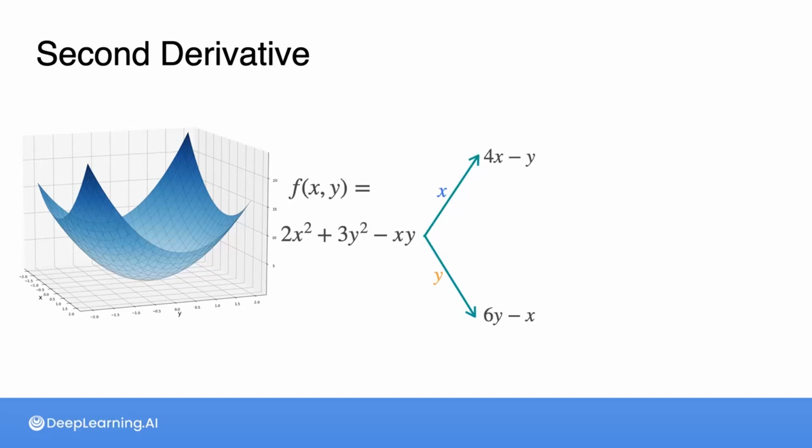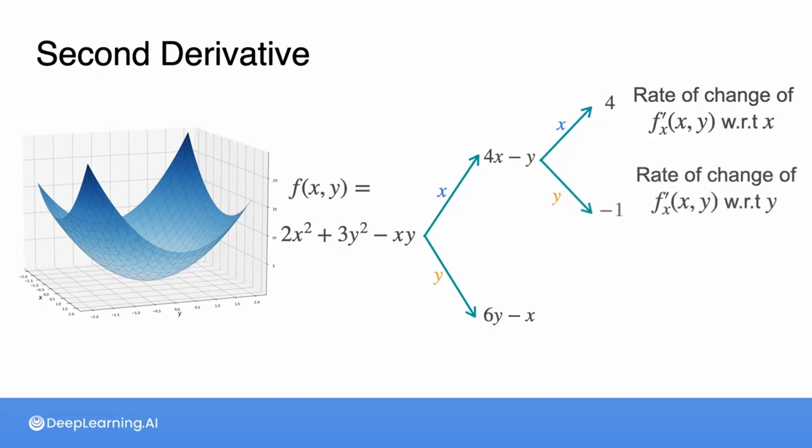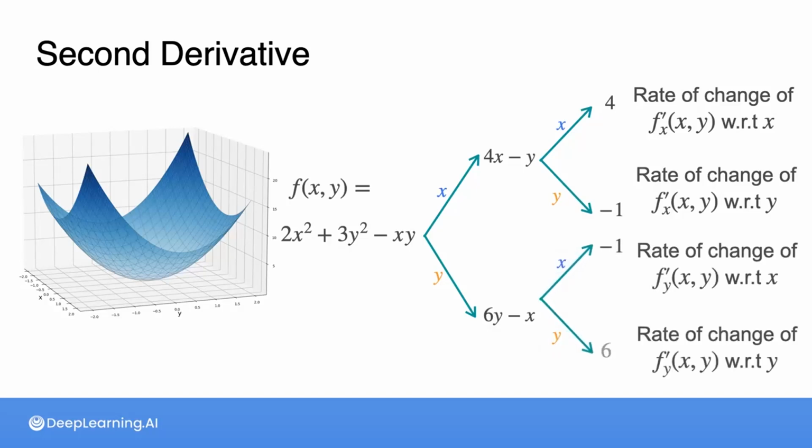And now we can take the second derivative. We take the derivative of 4x minus y with respect to x, which is 4, and with respect to y, and that's minus 1. For the second one, 6y minus x, we take the derivative with respect to x and with respect to y, and we get minus 1 and 6. So these four are the rate of change of the rate of change.